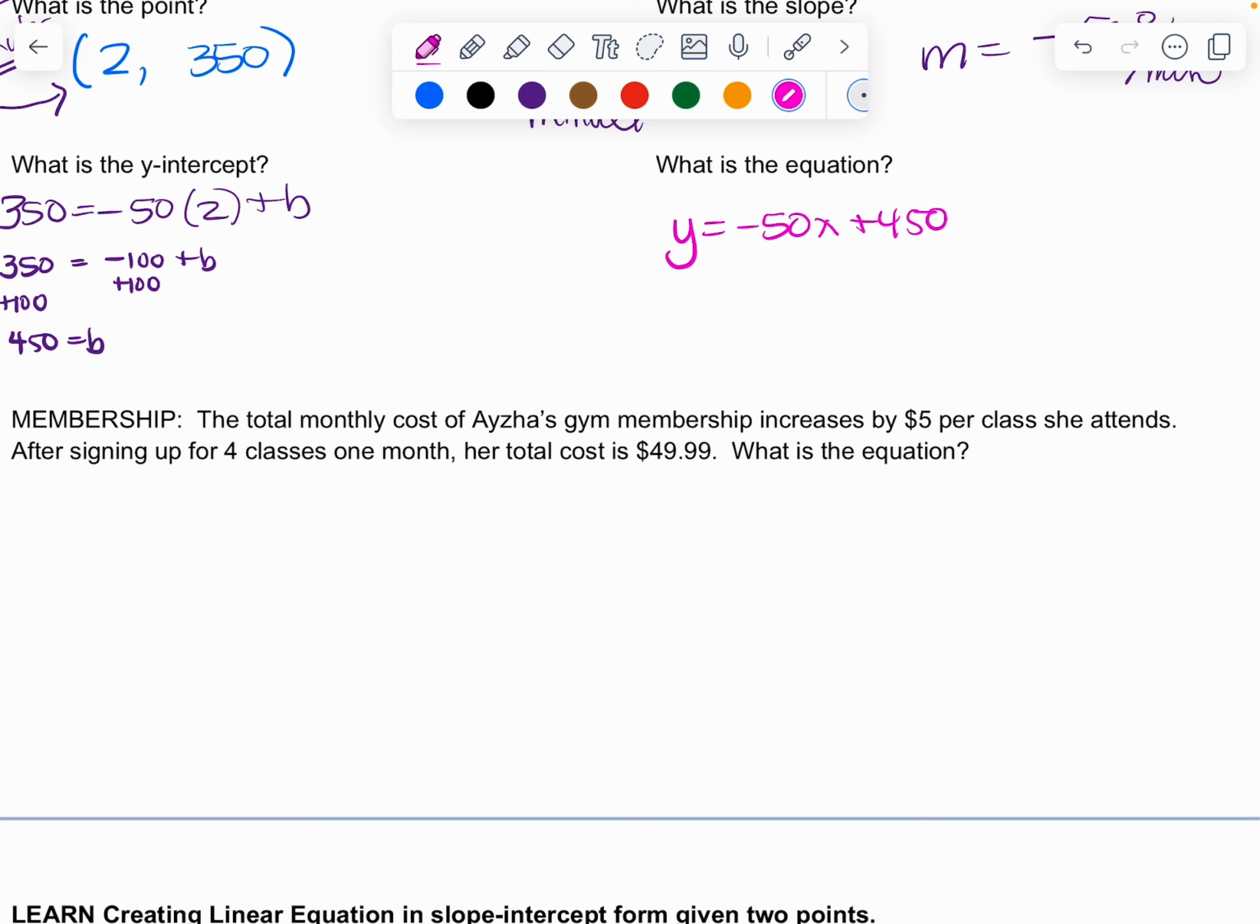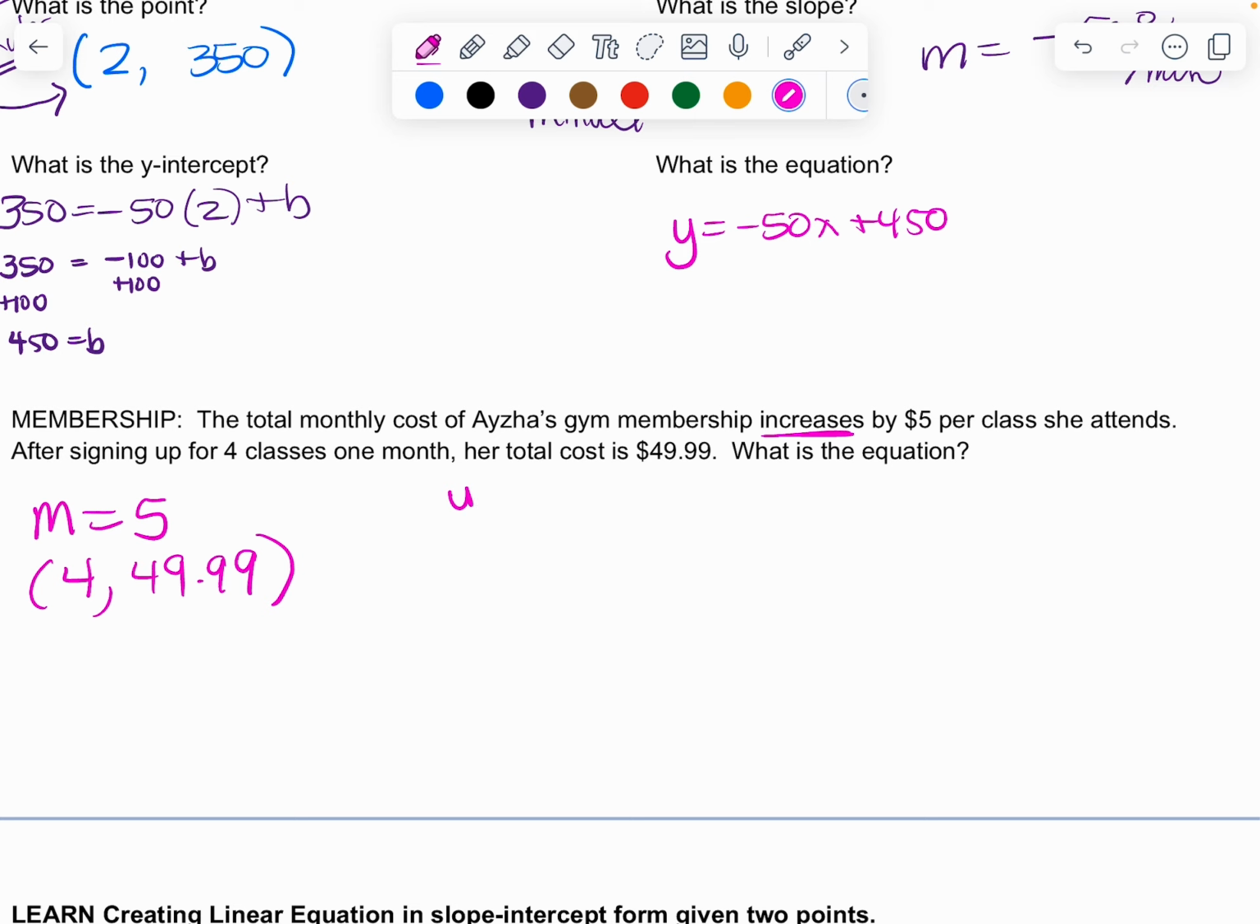It says the total monthly cost of Isaiah's gym membership increased, so that means we're going up, by $5 per class she attends. So my slope is going to go up $5 per class she attends. She is signing up for 4 classes in 1 month. Her cost is $49.99.